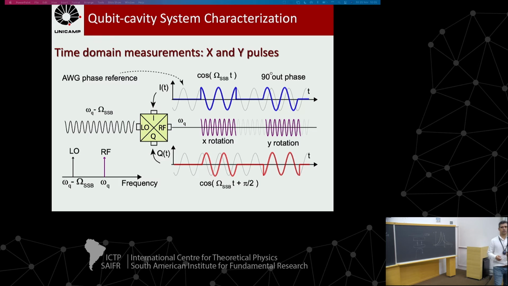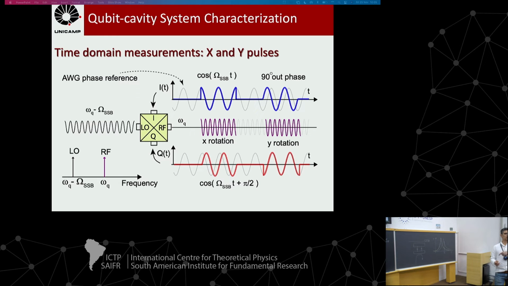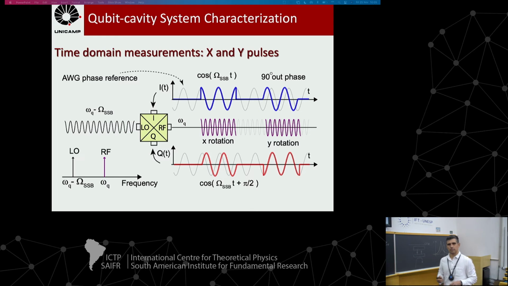The difference between the frequency of the signal you are sending to excite the qubit and the resonance frequency of the qubit. Okay. With respect to this T2 measurement, it's not a problem. It just gives you the information that the qubit and the signal you are sending are not at the same frequency.